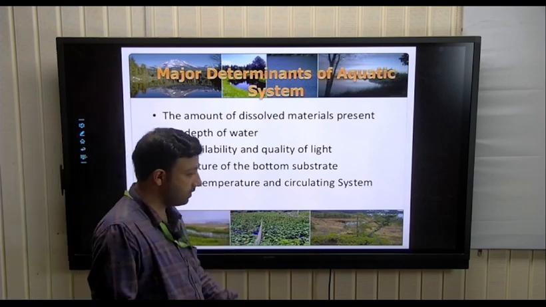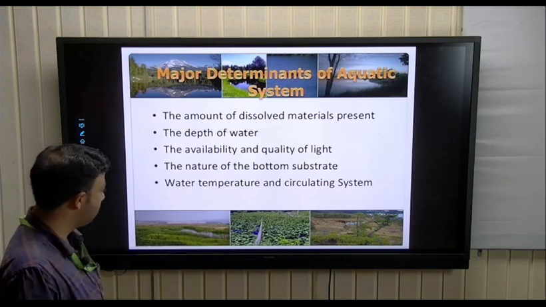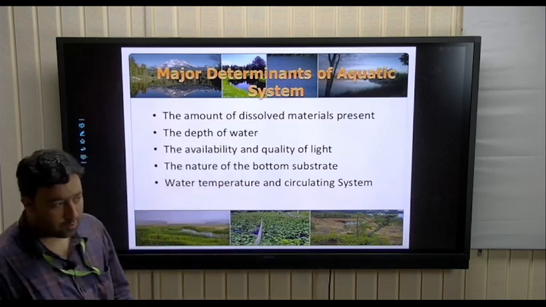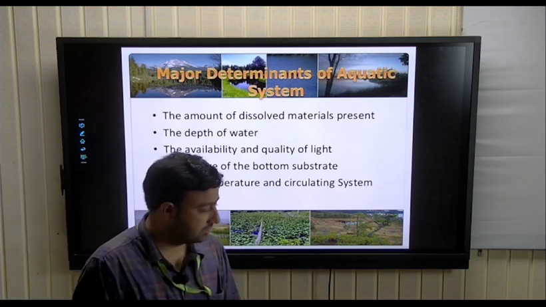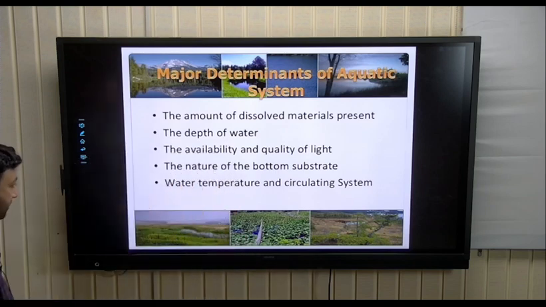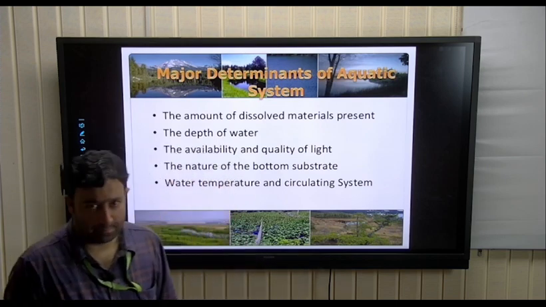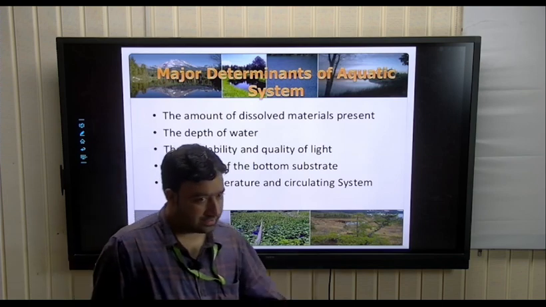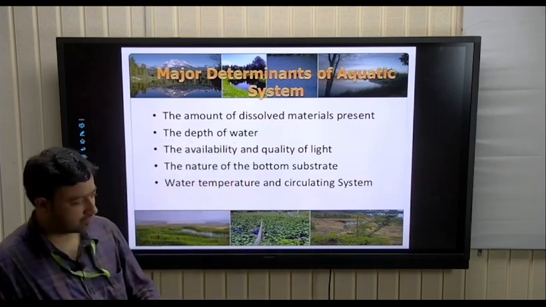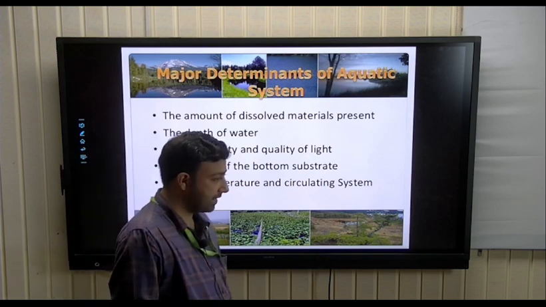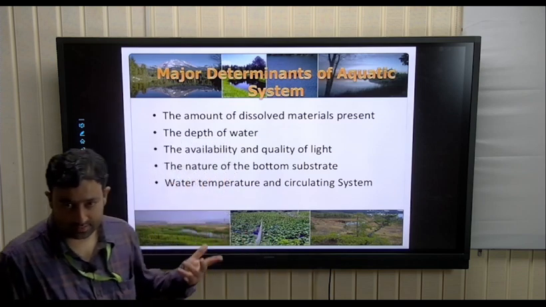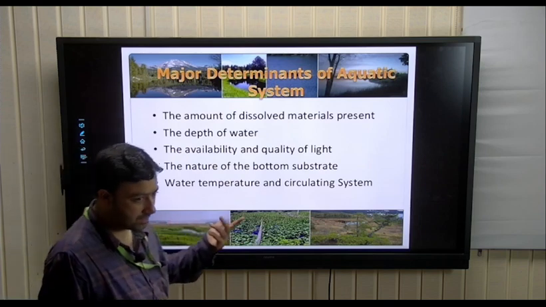The availability and quality of light: how much the light penetrates through these water bodies. The nature of the bottom substrate means the substrate of these water bodies, how much mineral content, soil content, and other contents they contain. Water temperature and circulating system: how much is the temperature of the water and the circulatory system? That means there occurs evaporation and precipitation and so on.